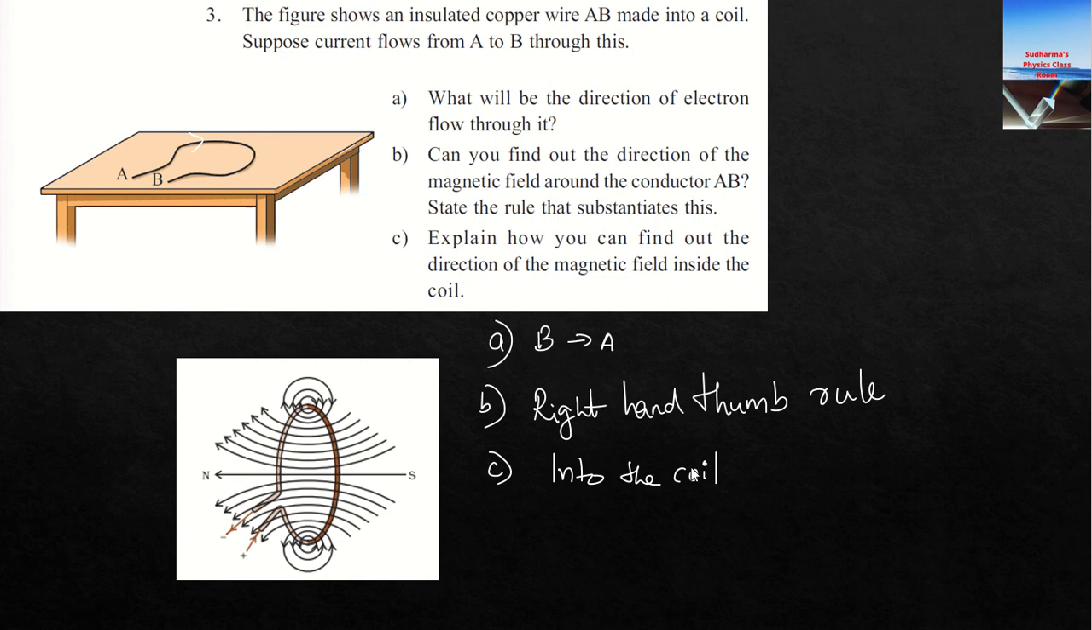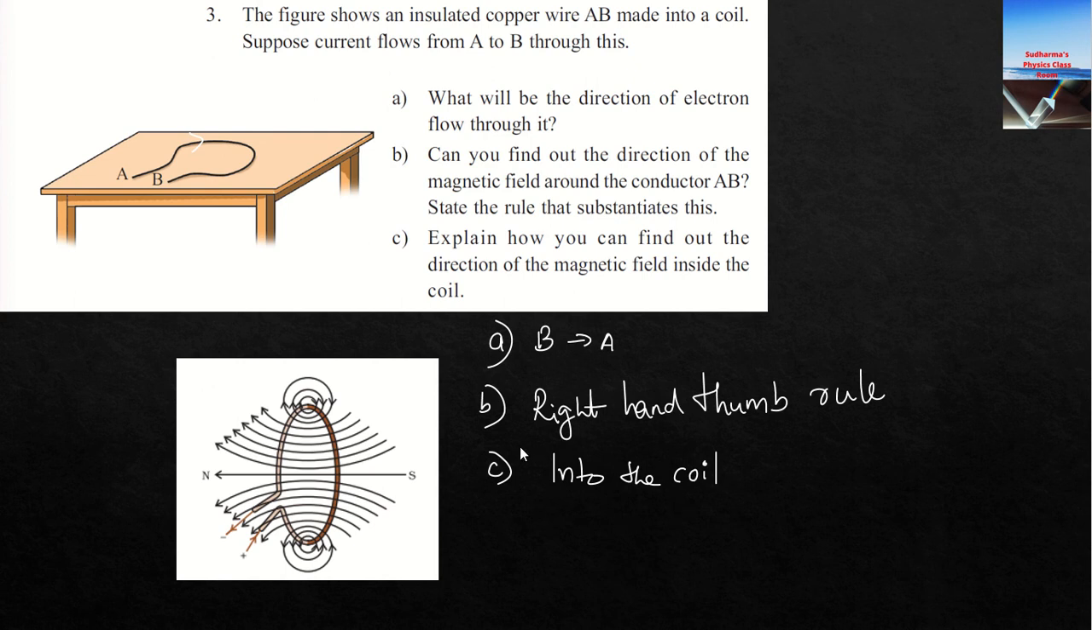You have to apply right hand thumb rule at each and every point on this conductor, and you will find that your curled fingers around this conductor will be pointing into the coil. Or we can say that the magnetic field lines will be entering into the coil. So that means that it is towards the south.